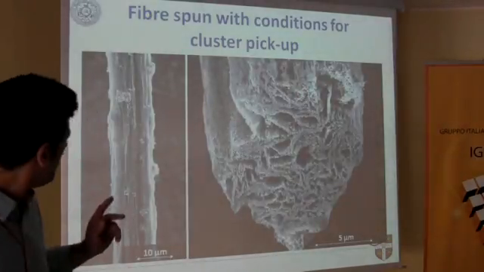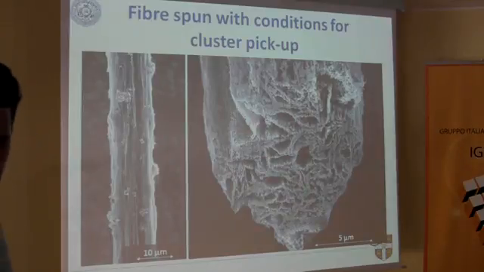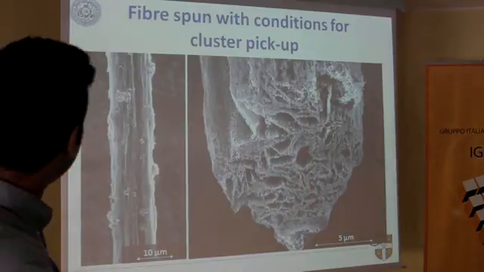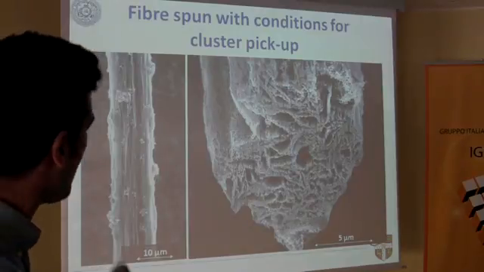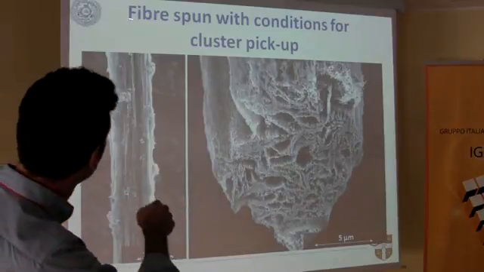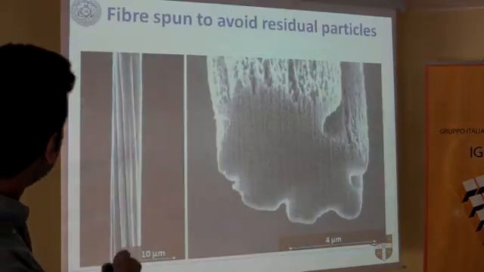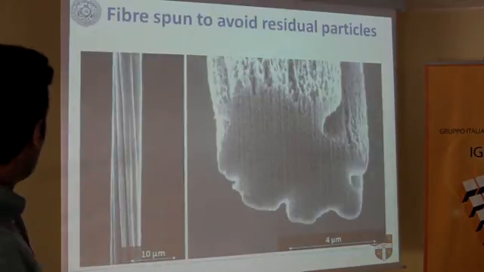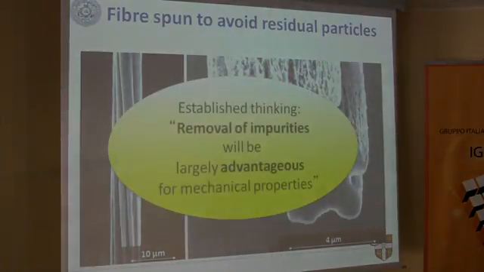Okay, we made another step. That model is very simple. We don't assume any impurity, but it's not like that. This is a microscopy image of a very impure fiber. It's very dirty. There are a lot of impurity clusters. We use this one just for cluster pickup. And this is a very clean fiber. Usually the established thinking is that removing impurity will be a good thing for mechanical property.